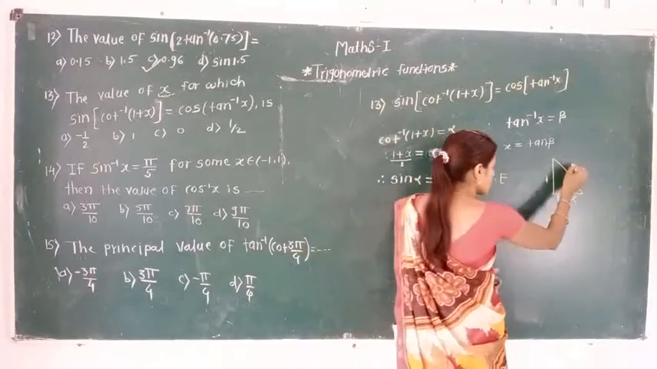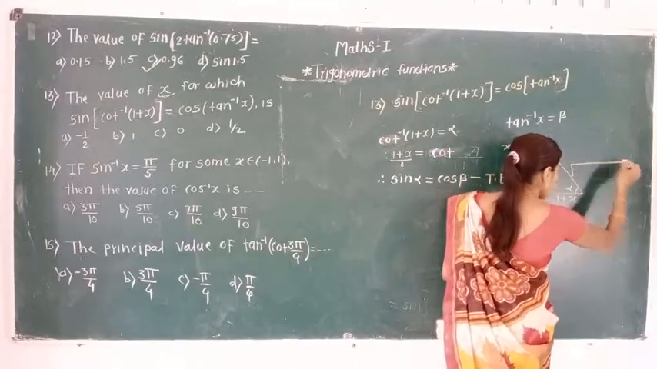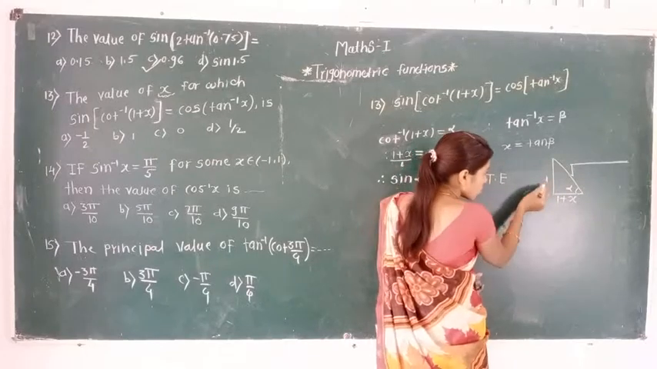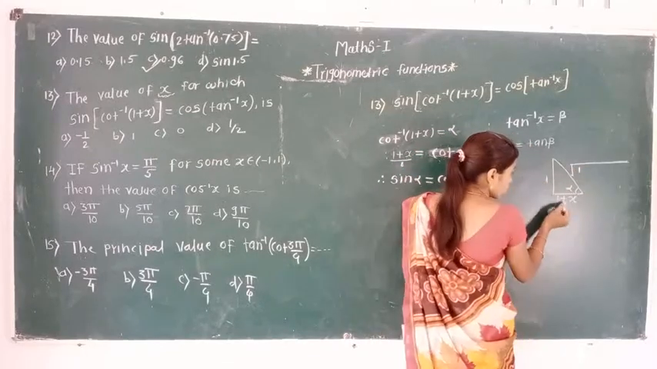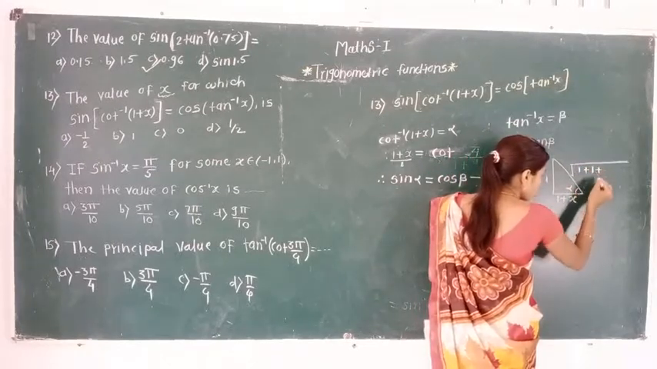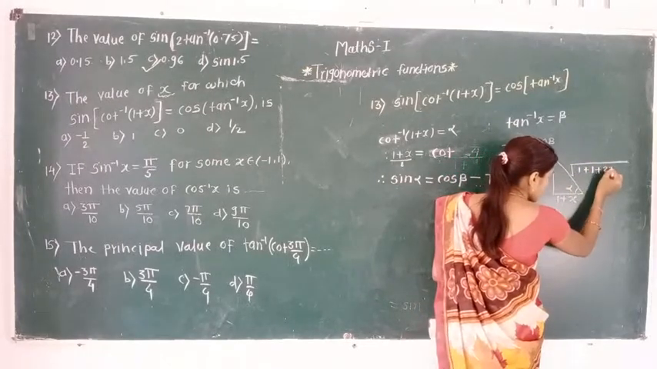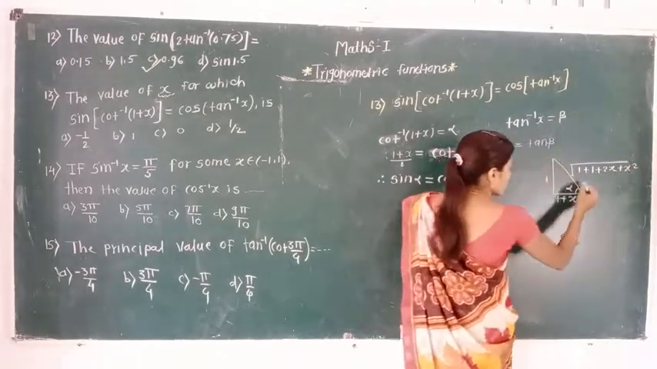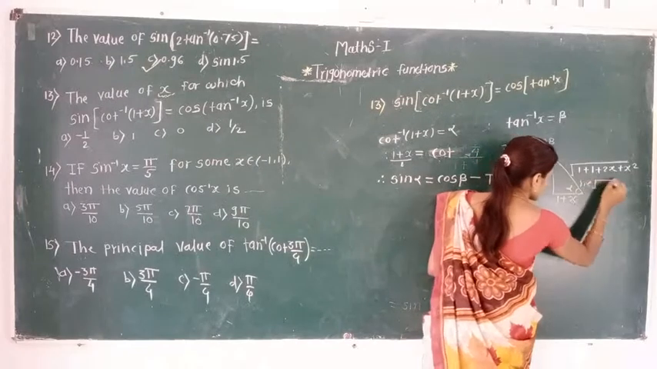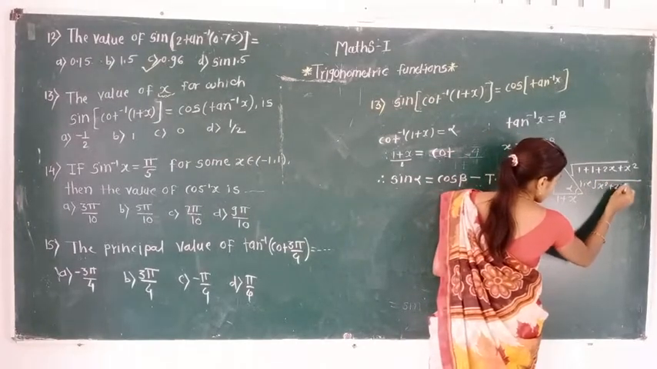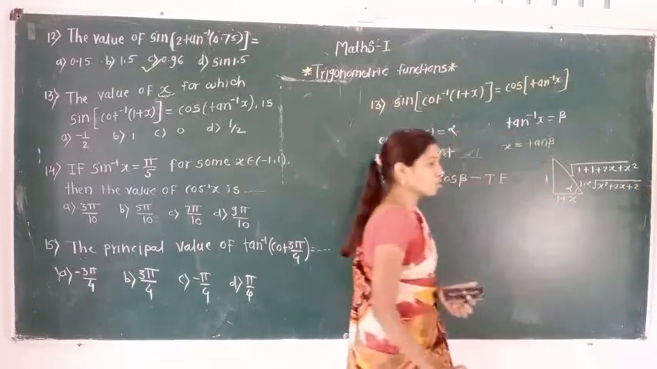So we can write this hypotenuse is the sum of squares of these two sides. Square of this term is 1. Square of this bracket is first term square, 1, plus 2 into first term into second term, 2x, plus second term square, x square. So the hypotenuse of this triangle is the root of x square plus 2x plus 2.